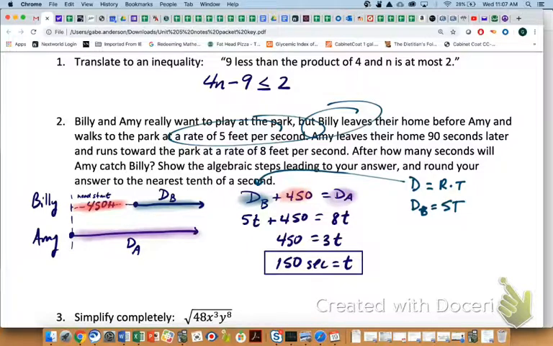I just replaced d with rt. Kind of a substitution, really. From there, I subtracted the 5t and then divided by 3 and got 150. For you guys at this point, I know you know how to do that, for sure. Thank you, Mason, for the question. Any other follow-ups or thoughts on 1 or 2? Okay, so here's 3 and 4.